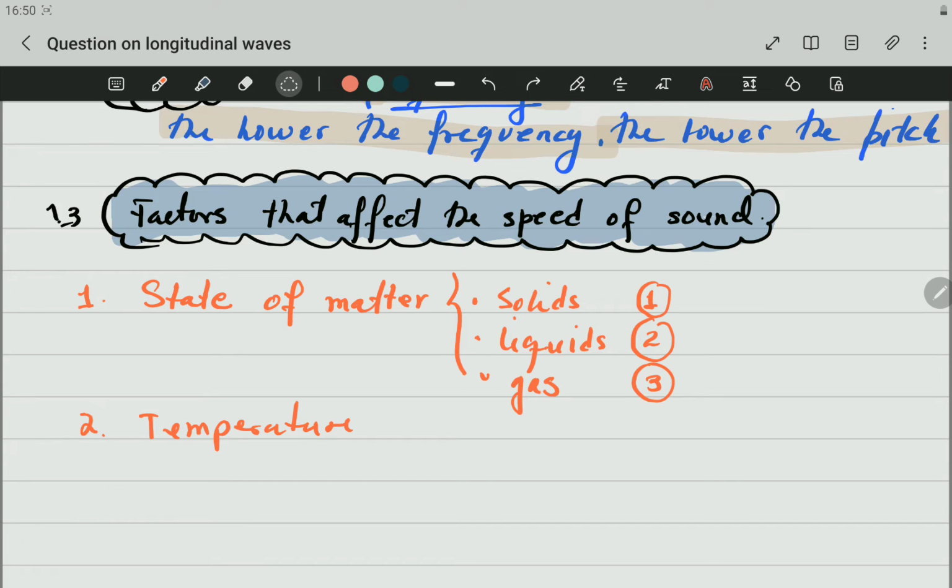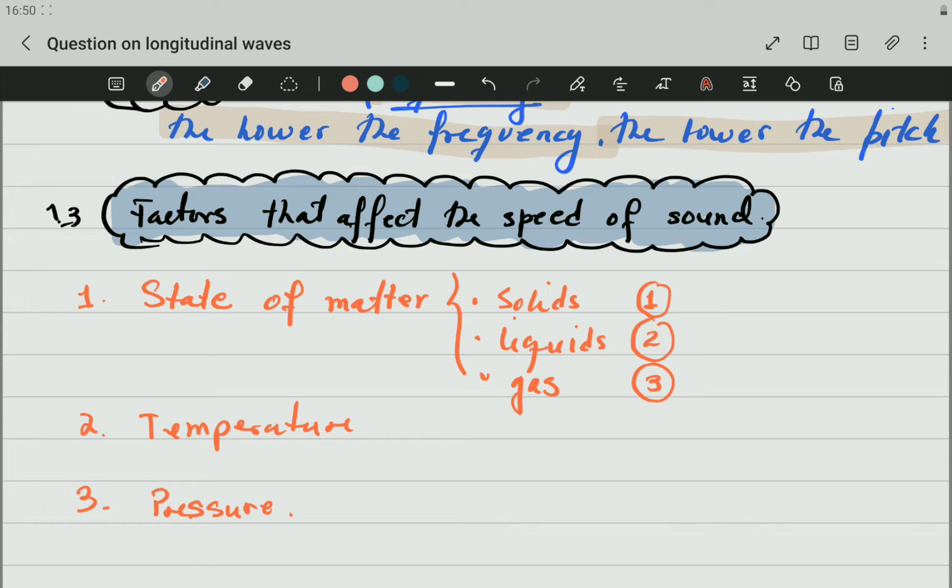And the third factor is going to be pressure. The higher the pressure, the faster the sound will propagate through the medium. So that is the other factor that affects the speed of sound.